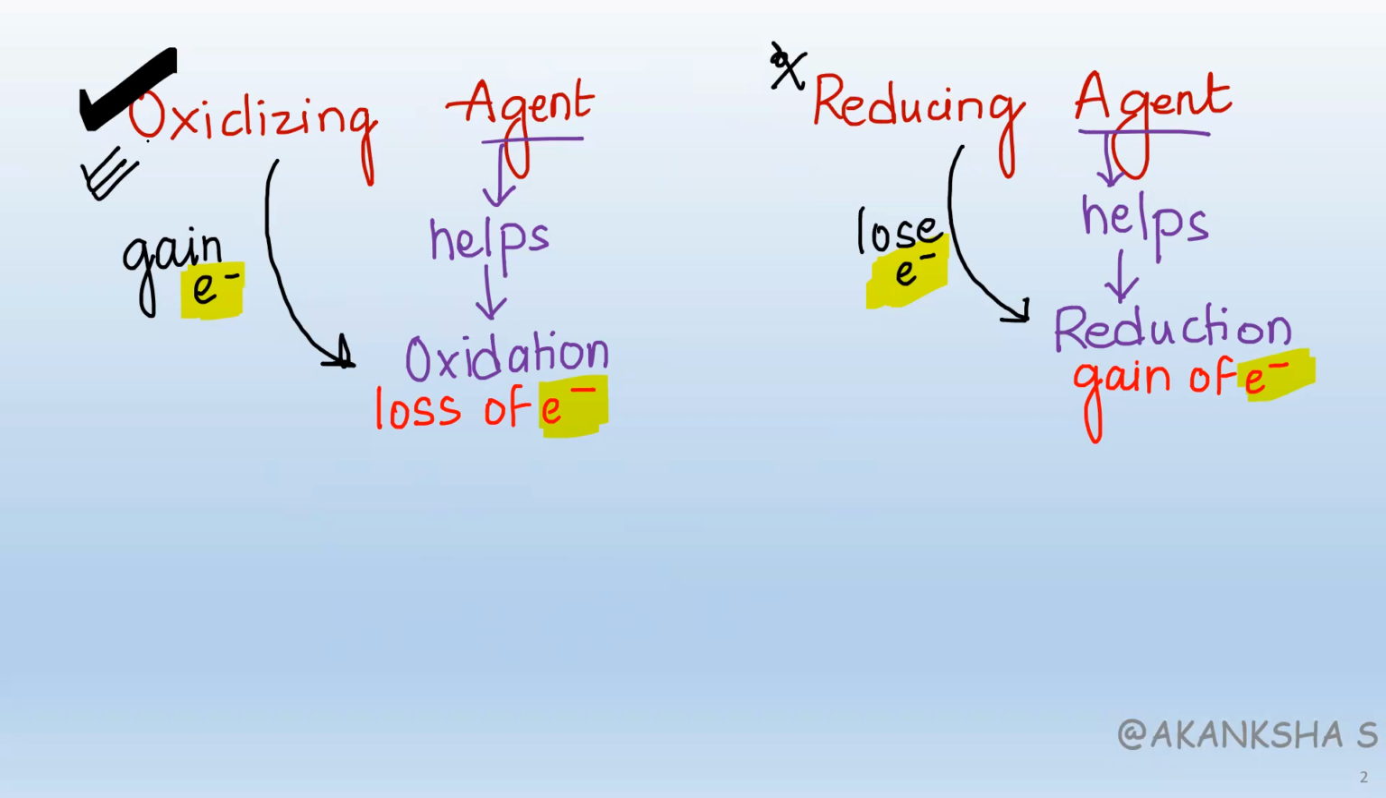If you have understood this, please do consider sharing it with your friends and help them understand the notion of why potassium dichromate is only a good oxidizing agent and why not a reducing agent.